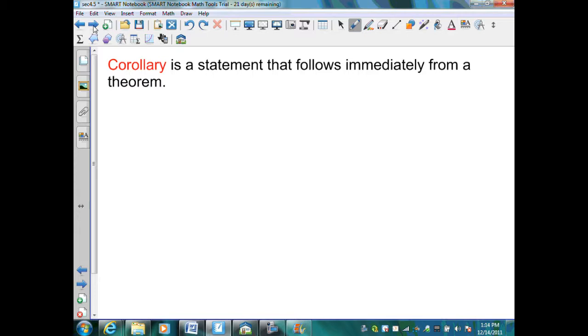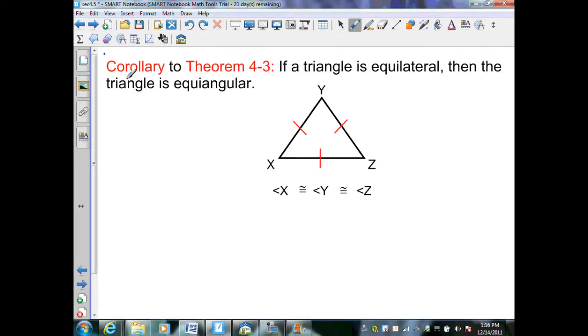A corollary is a statement that follows immediately from a theorem. It gives us additional information about that theorem that we can take into other parts of geometry. The first corollary that we would like to look at is from Theorem 4.3, the isosceles triangle theorem. It states if a triangle is equilateral. Recall that an equilateral triangle is a triangle that has three congruent sides. I have one diagrammed here. The side XY is congruent to side YZ is congruent to side XZ.